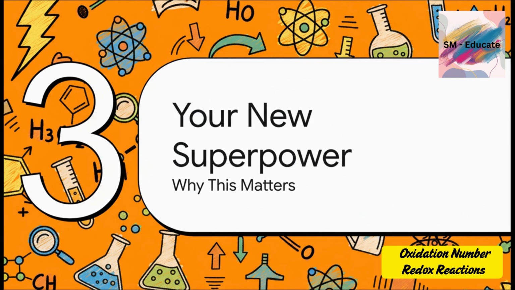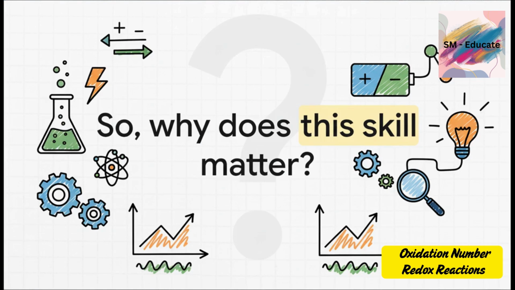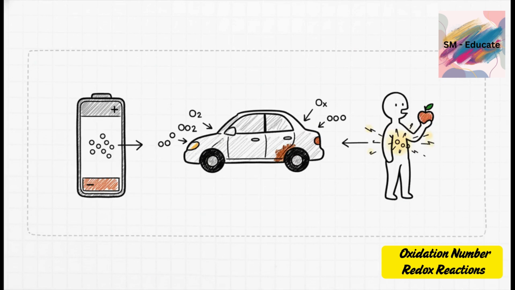But this is so much bigger than just getting the right answer on a problem set. You've just picked up a new kind of superpower, a new way of seeing the chemical world. I mean, really, why do we care about tracking these imaginary charges on atoms? What's the point? What does this actually do for us? It matters because you can now see the invisible.